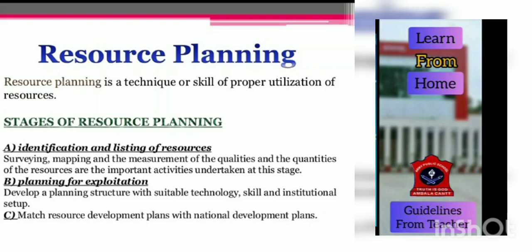The next step of resource planning includes developing a planning structure using human skill, technology and institutional setup so that the resources can be developed in order to satisfy the needs of the human beings. The third and the final stage of resource planning includes the matching of resource planning between the regions and the national development.